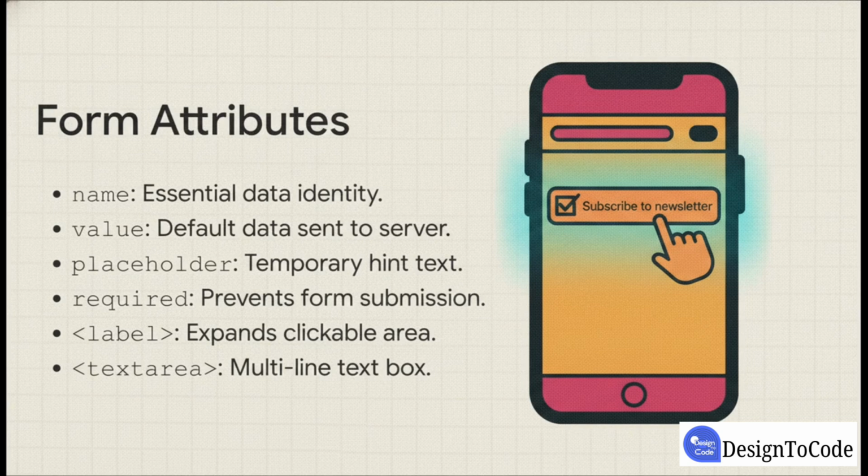Also, please always pair your inputs with a label tag. By linking a label's for attribute to an input's ID, you not only help visually impaired users, but you actually expand the clickable area on the screen. That is a game changer for mobile users trying to tap tiny checkboxes. Oh, and if you need multi-line text, use a text area. And for drop-down menus, pair the select and option tags.